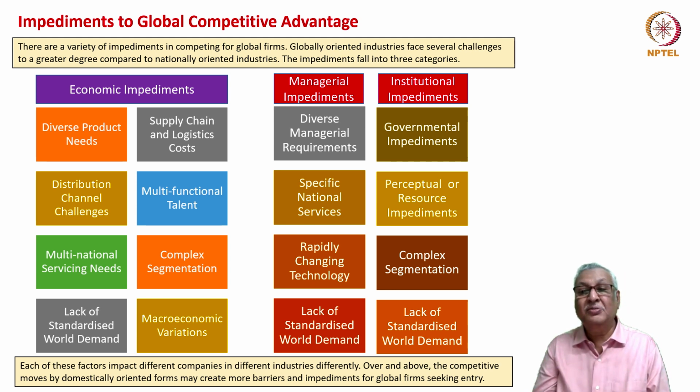Rapidly changing technology comes up with its own managerial impediments, and lack of standardized world demand also leads to more managerial impediments. Institutionally, governmental policies are impediments. Sometimes they are like opening up of the space, but if the policies are not fully well structured, then there could be issues. Today's production-linked incentive schemes are proving to be great incentives for companies to come into the country and set up their manufacturing establishments.